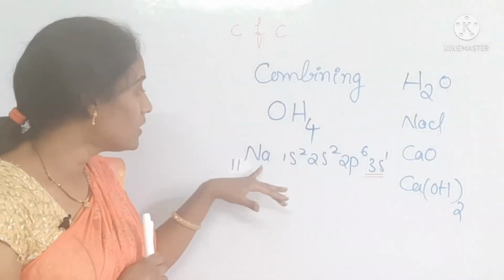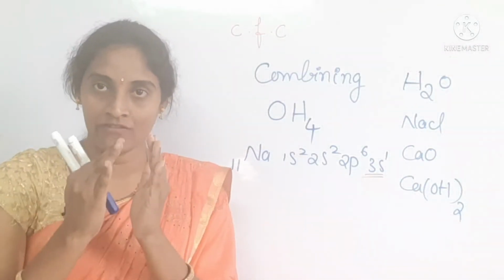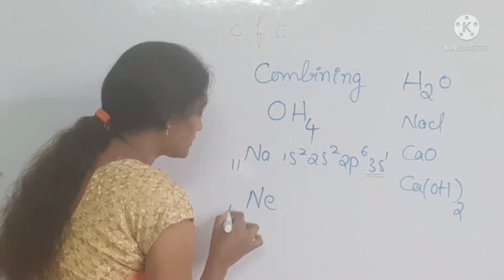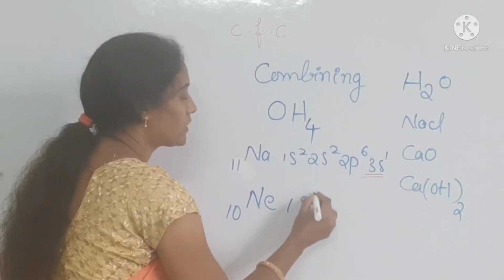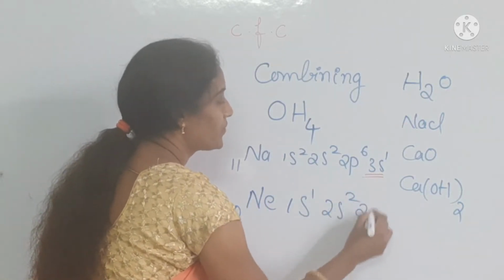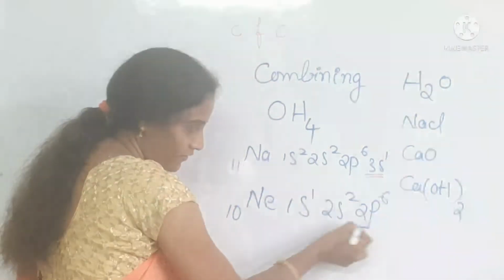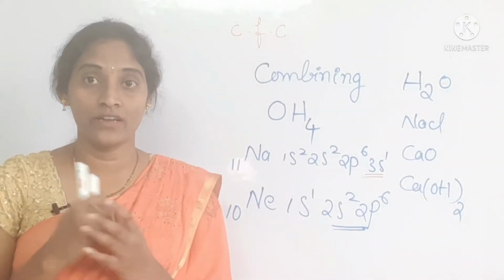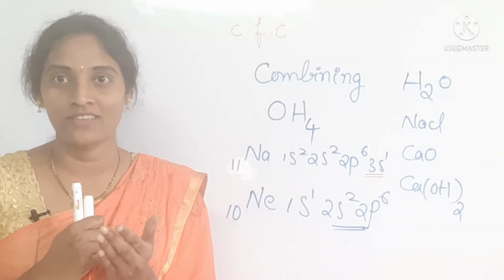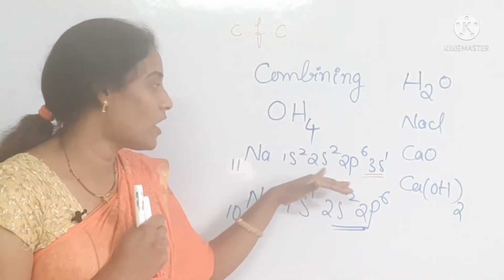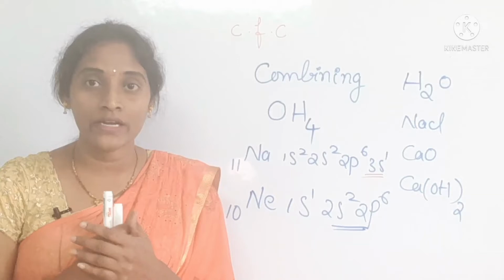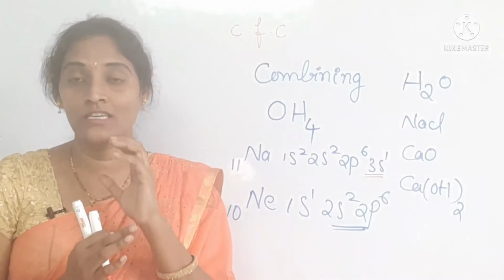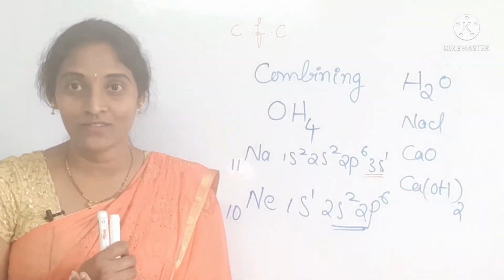Just think about it once. Here the nearest noble gas to sodium is neon. Neon's atomic number is 10, students. Its electronic configuration is 1s2, 2s2, 2p6. It has 8 electrons in its outermost shell. So sodium thinks, if I lose 1 electron, then I can get 8 electrons in my outermost shell, and I can get neon's configuration. So I feel free, I feel happy, because after losing 1 electron I can get the octet configuration.